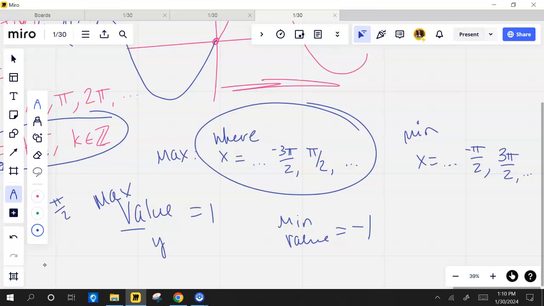Yeah, because that is a typical trig function. It goes by half pies, and it goes from -2 pi to 2 pi.